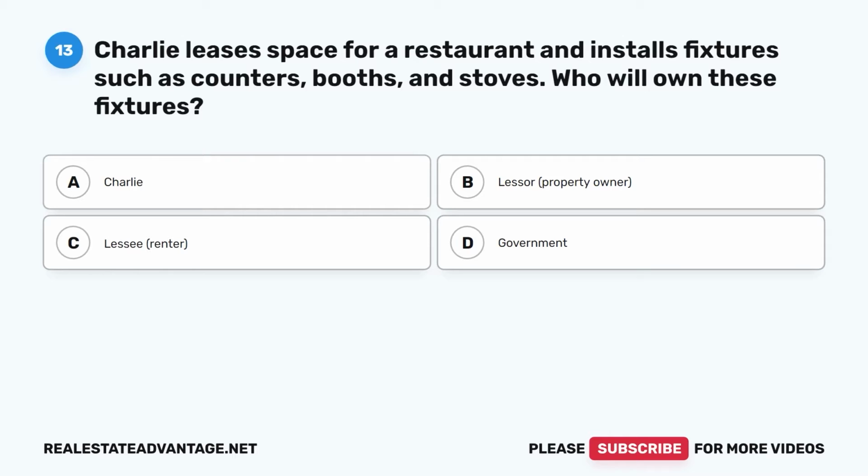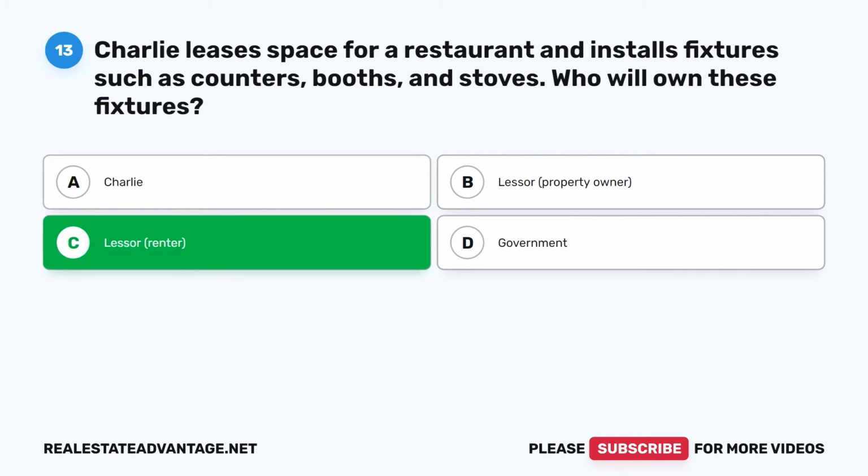Question 13. Charlie leases space for a restaurant and installs fixtures such as counters, booths, and stoves. Who will own these fixtures? A. Charlie. B. Lessor, property owner. C. Lessor, renter. D. Government.